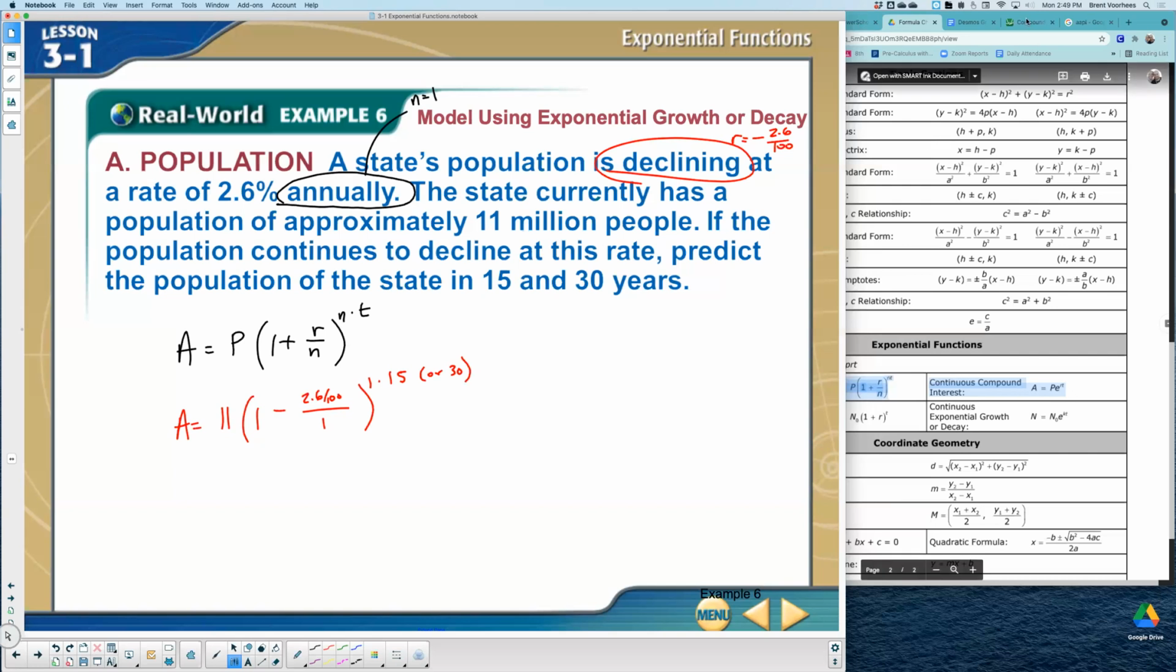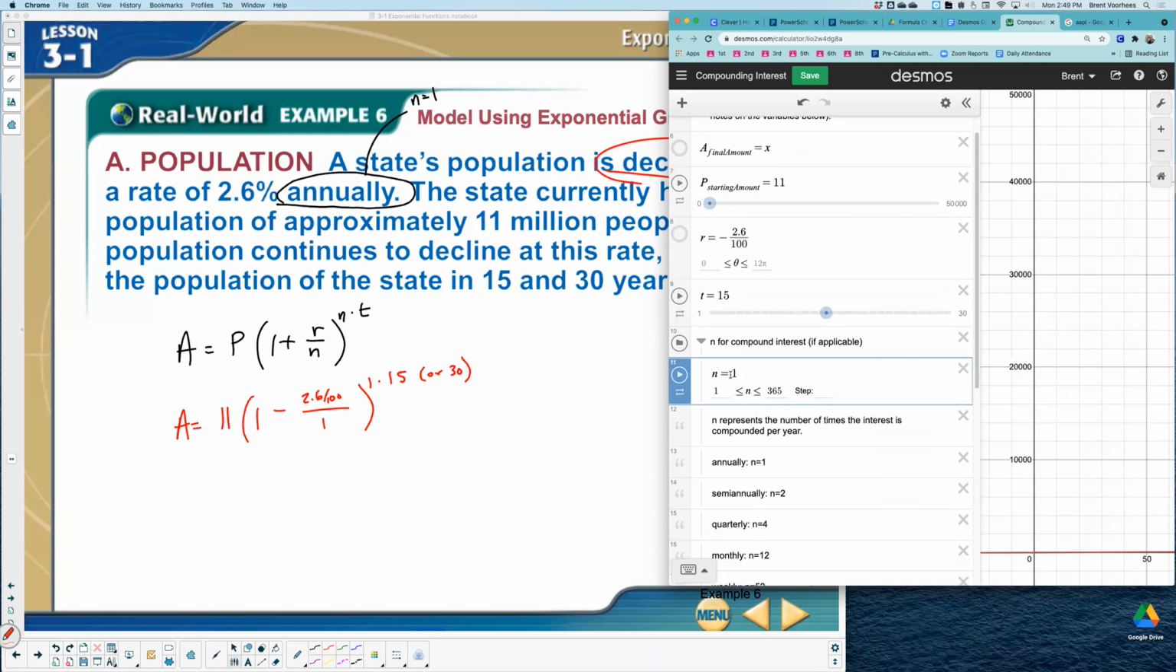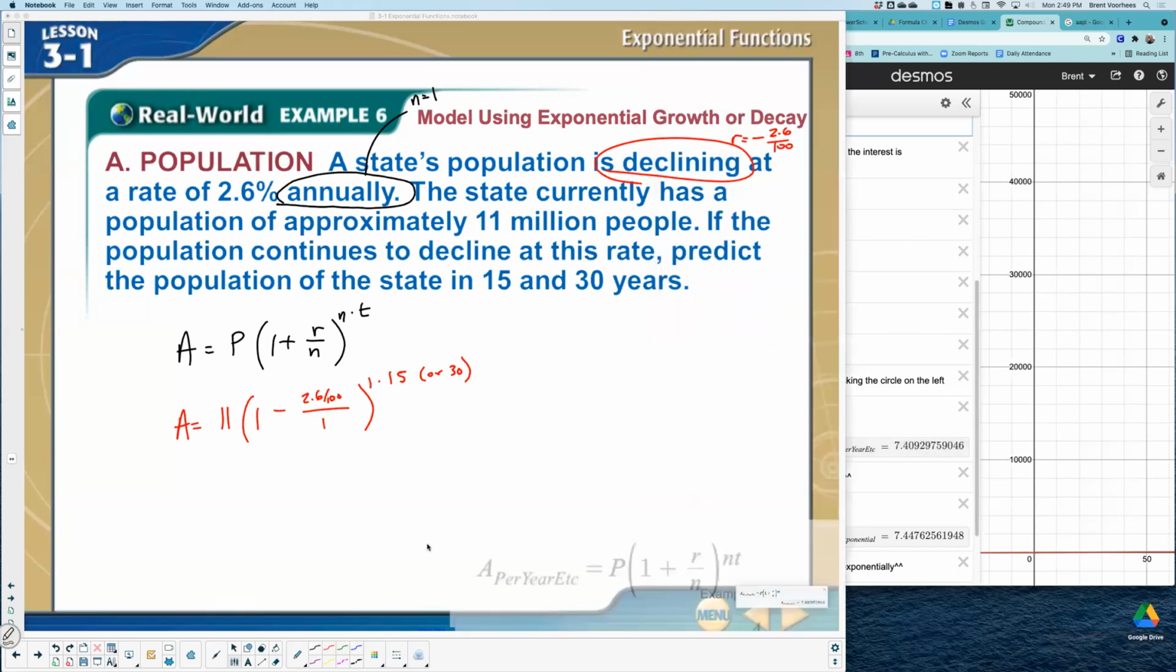And so again, using my same calculator, I come up here, my starting amount is, I'm just going to put 11. My rate is a negative 2.6. The time is 15 years. We're saying n is 1. I scroll down. The first amount would be there. The population after 15 years is here. That's the population after 15 years.